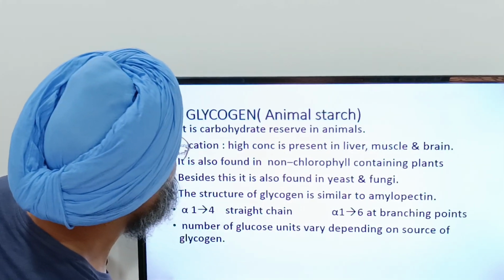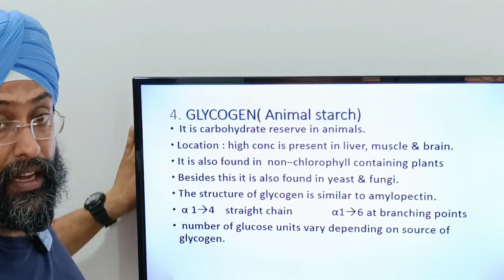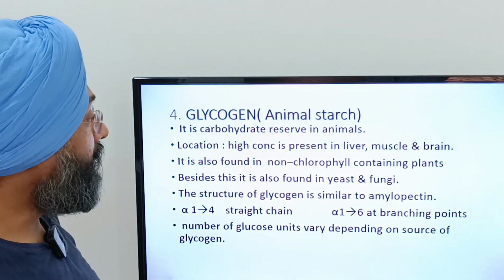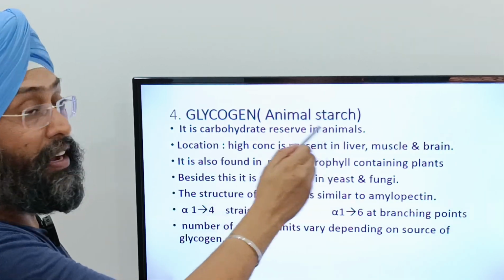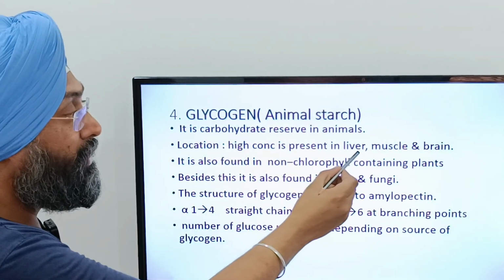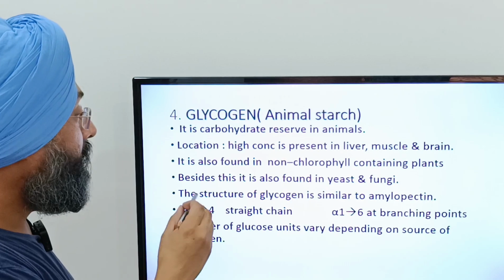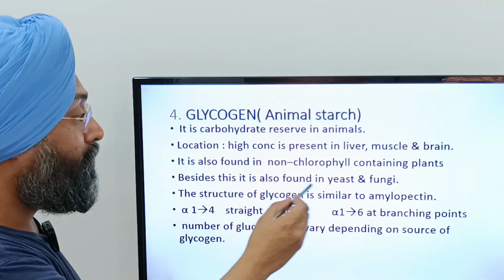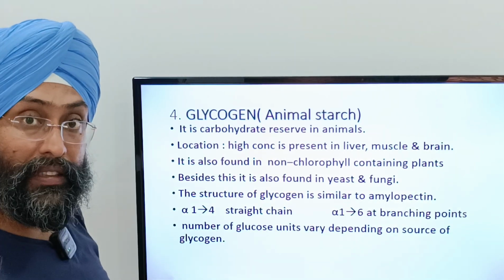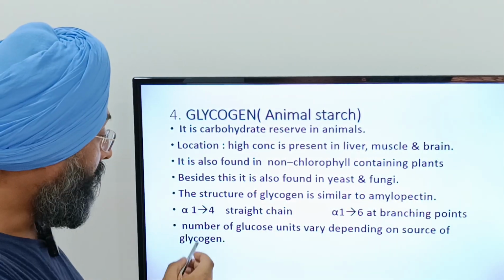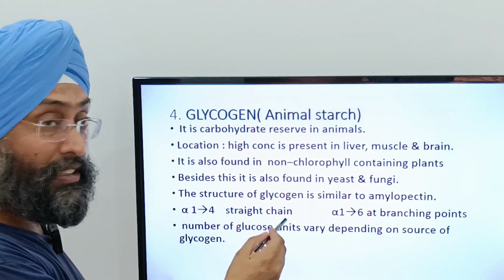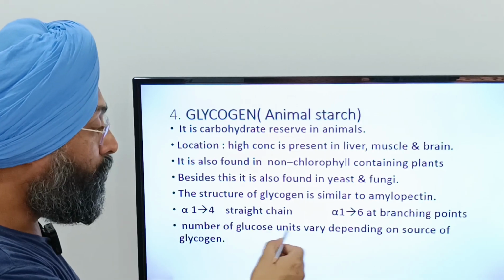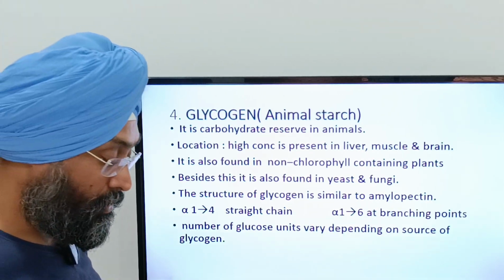Now coming on to the next homopolysaccharide, that is glycogen. Starch is the plant product, and the animal starch is known as glycogen. It is found in humans, and it is the carbohydrate store of animals. It is found in high concentration in liver, muscle, and brain. It is also found in non-chlorophyll containing plants, and in yeast and fungi as well. The branching is the same as in starch, 1,4 in the straight chain and 1,6 in the branching chain. The number of glucose units depends on the source of glycogen.